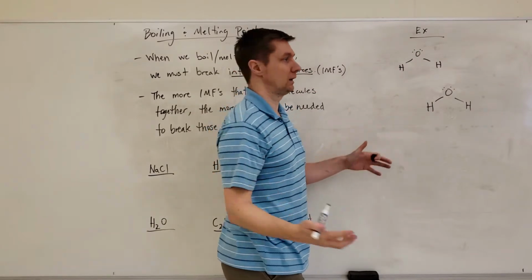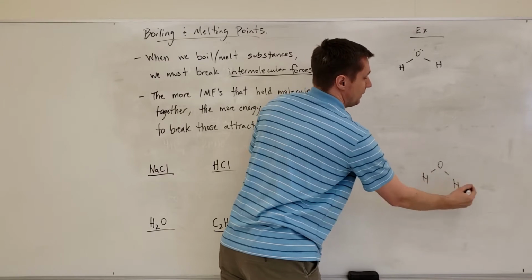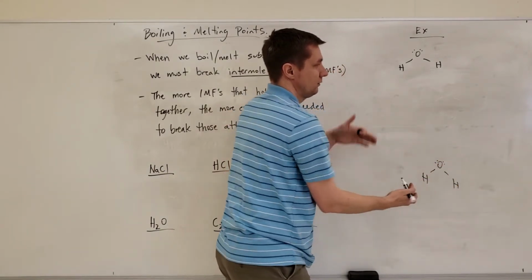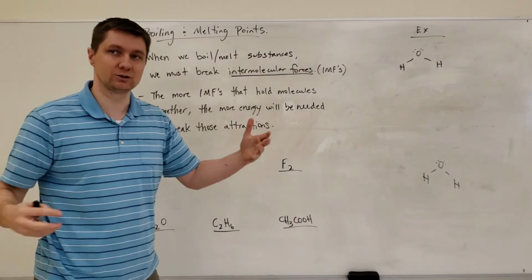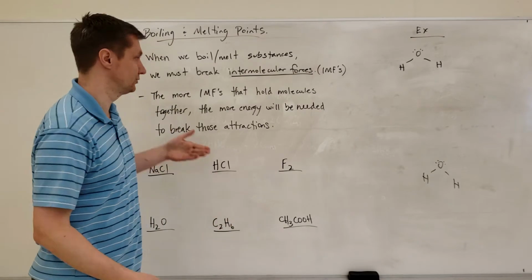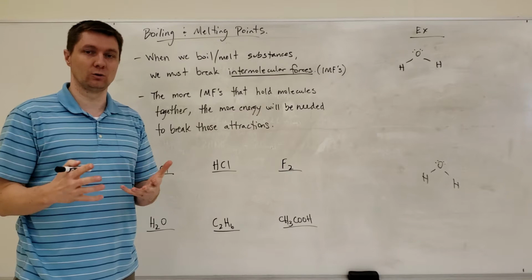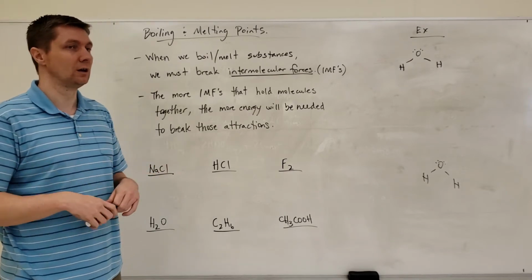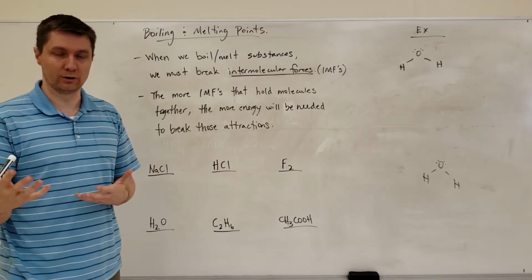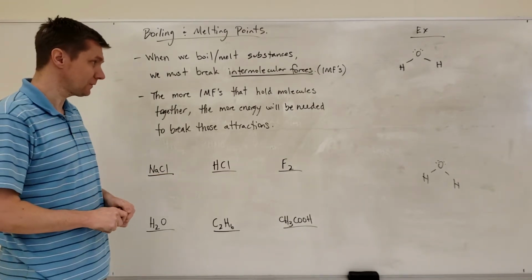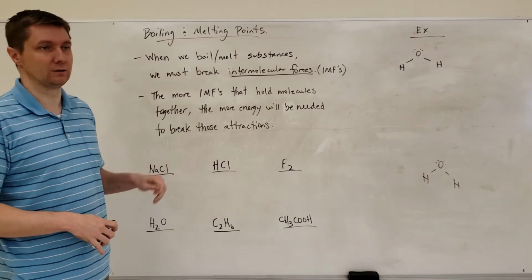When we boil it, we make it a gas. The space between those molecules becomes much larger, and at that distance, you can't form any intermolecular forces. But in order to get those molecules away from each other, you've got to break those attractions, and that takes energy. The more intermolecular forces that a molecule will form with other molecules, the more energy is needed in order to boil or melt that substance. When you boil and melt them, you're breaking those attractions.